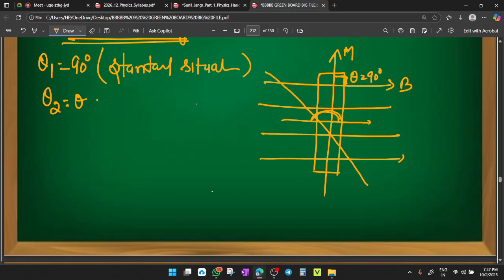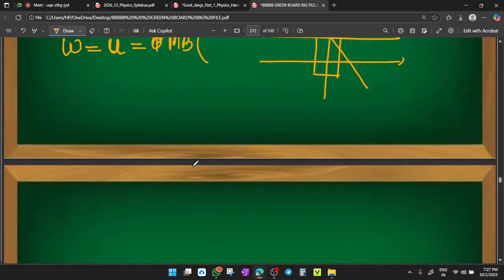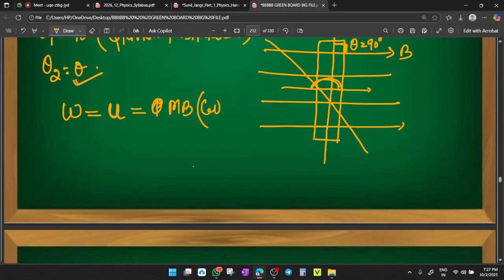So the amount of work done to rotate from the perpendicular situation, theta equal to 90 degrees, to any angle theta, the amount of work needed to perform this is called potential energy, and this energy is denoted as U, right? So in this case, W becomes U because U is the standard symbol for potential energy. So U is equal to, we have seen, m b cos theta 1 minus cos theta 2.